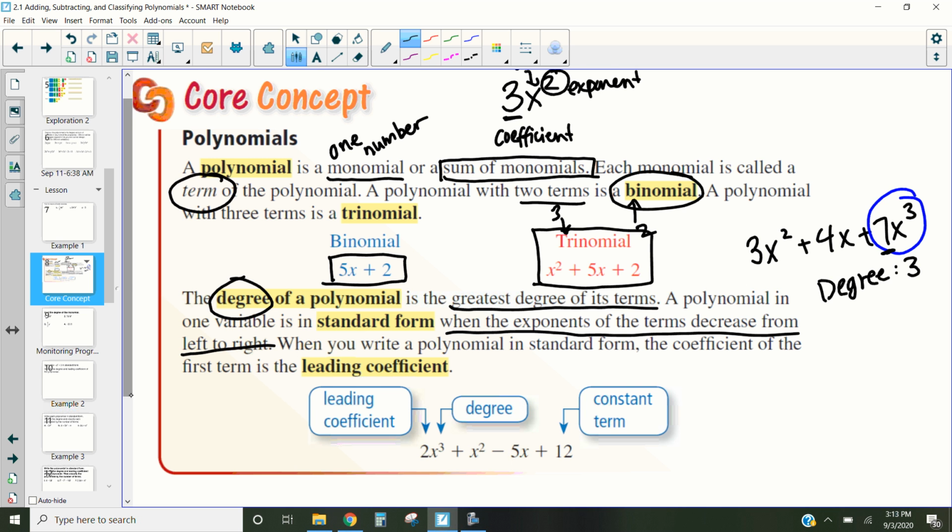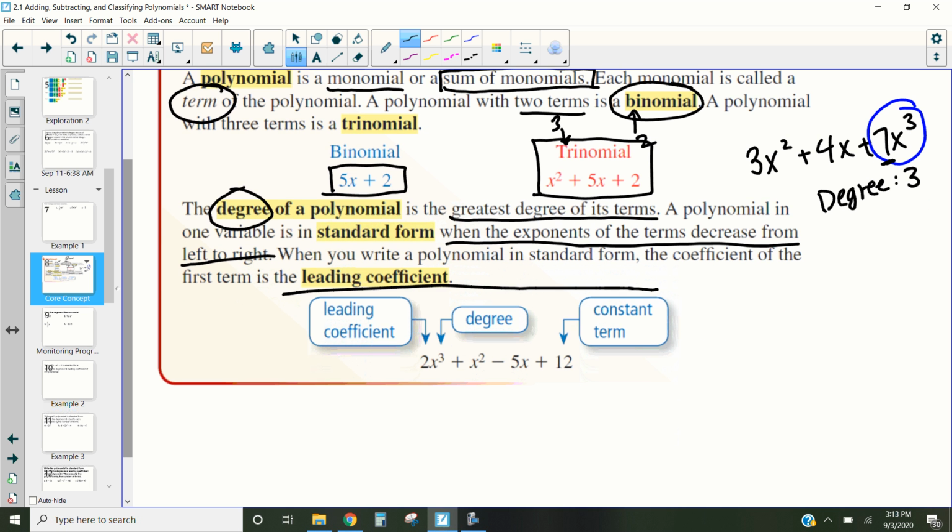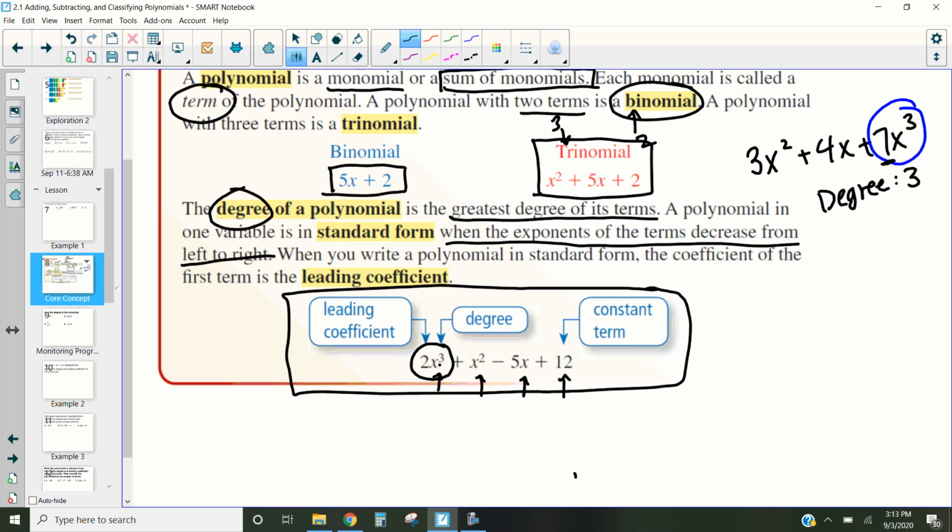Standard form is when our exponents decrease from left to right. So for example, down here, we have this example of a polynomial. This one has 4 parts, and it's written in standard form. So notice how it goes 3, the power of 2, power of 1, and then a constant term. Now notice that constant term has no x values or no variables attached to it. Now our degree of this polynomial is going to come right here. It comes from that 3, and then our leading coefficient is the number in front of it.